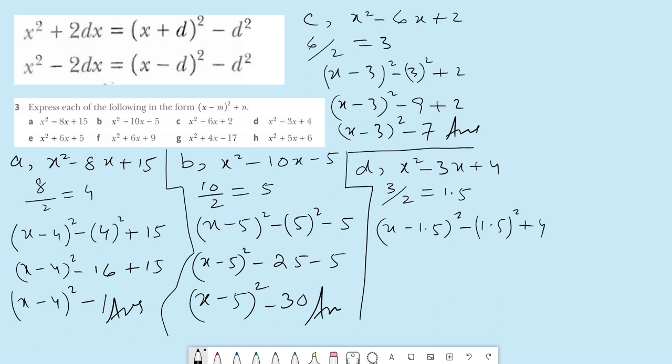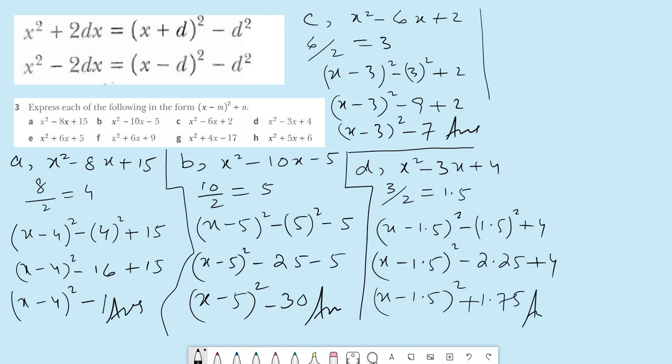The answer is 2.25. So x minus 1.5 whole square minus 2.25. This plus 4 remains plus 4. x minus 1.5 whole square, so minus 2.25 plus 4 is plus 1.75. 1.75 answer. Hope you understand. Come to part E.